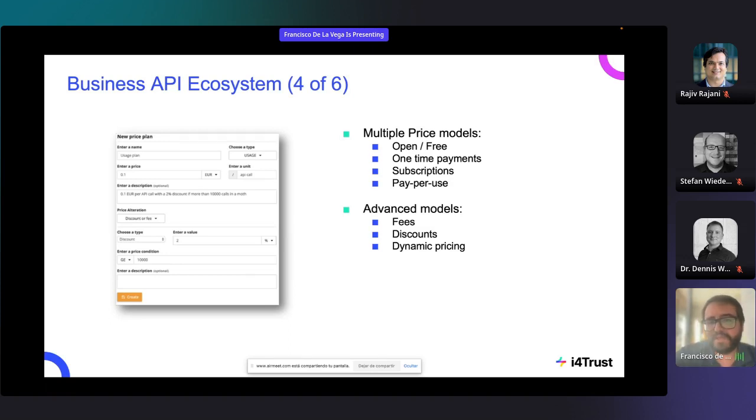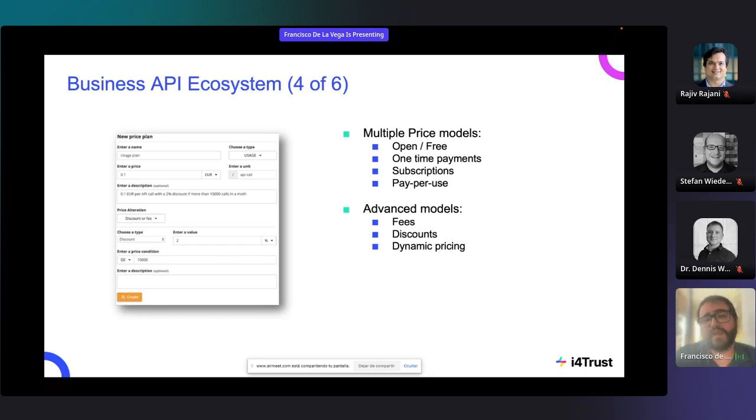In addition to these three basic models, these three basic models can be enriched with some advanced functionality that allows you to create dynamic and richer price models. For example, it is possible to add fees and add other price models. For example, if you have a pay-per-use model, you can add a one-time payment, an initial payment. So when you buy, you pay one time, and then the rest of the consumption of the service, you are going to be charged on a pay-per-use basis, for example.